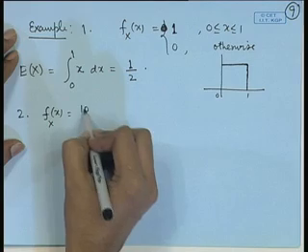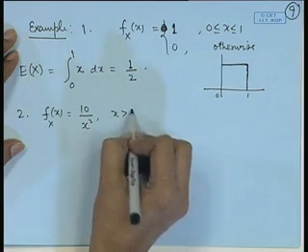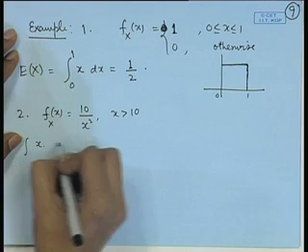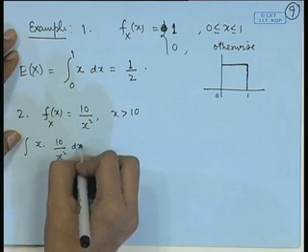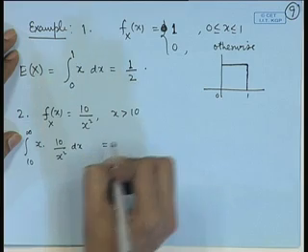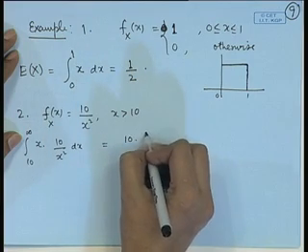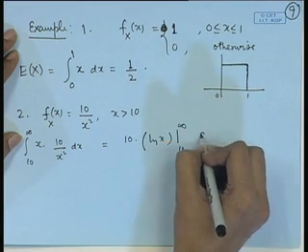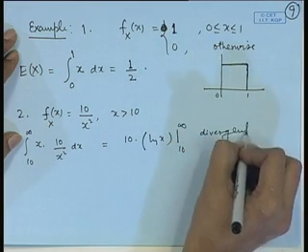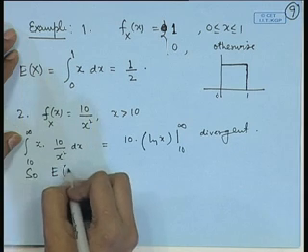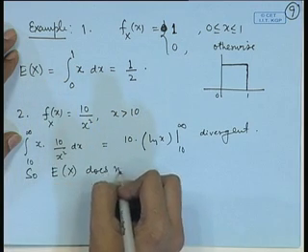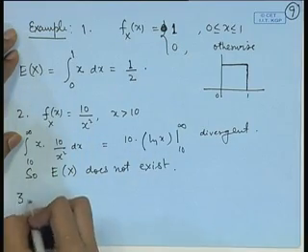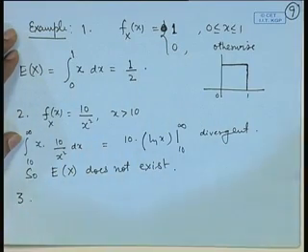f(x) is equal to 10 by x square for x greater than 10. I am skipping the other part here, which is 0. So the integral of x times 10 by x square dx for 10 to infinity is equal to 10 times the integral of 1 by x, which is log x for 10 to infinity. This is divergent. So here the expectation of x does not exist. Let us consider another example.